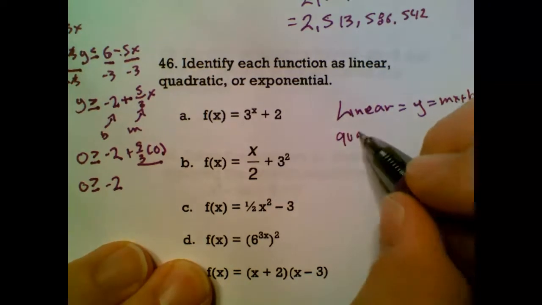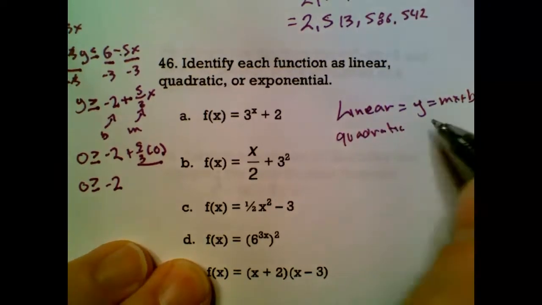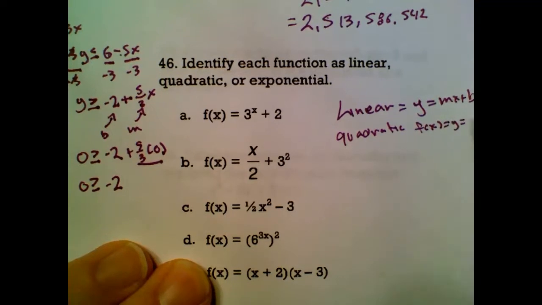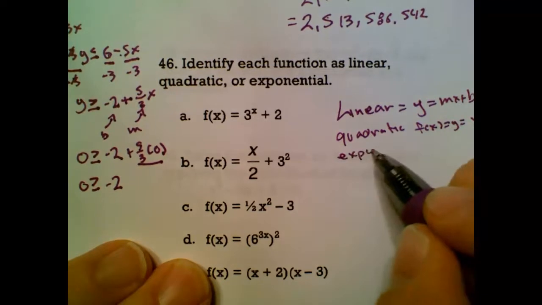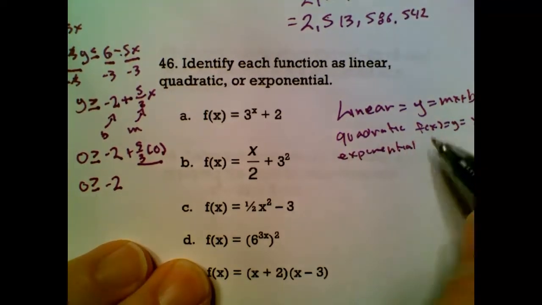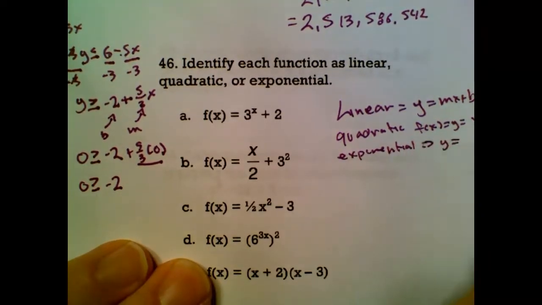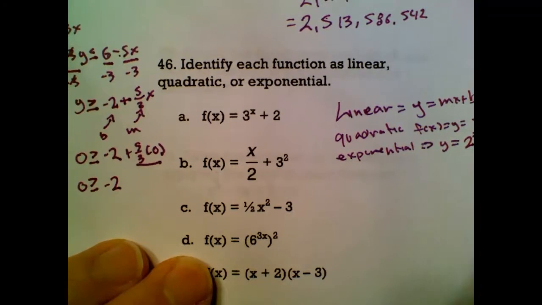Quadratic will have something like f of x or y, and then it will have an x squared term in there. Nothing bigger than that, just an x squared. So we've got x squared plus 2x plus 5. That's a quadratic. And then we got exponential. This situation is when you have y is equal to a number, say 2 to the x power. So you know the variable is in the exponent. That's what makes it exponential.